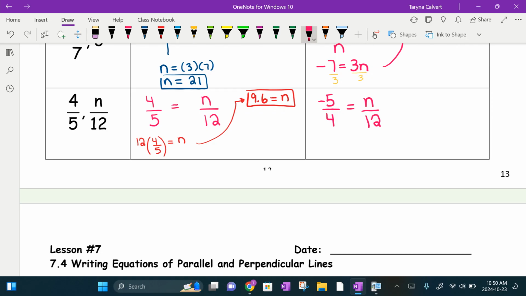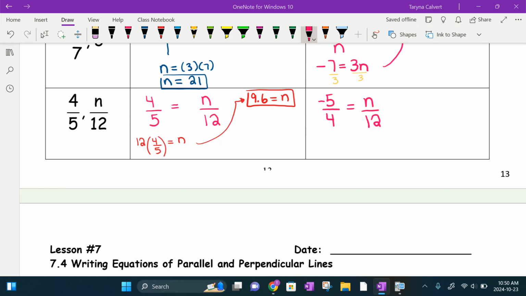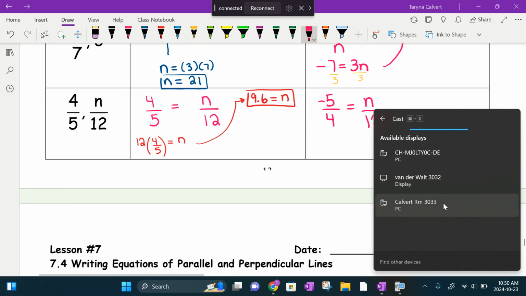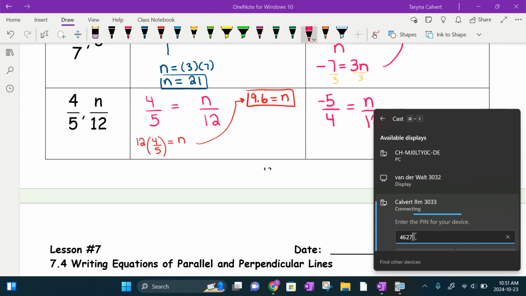Pardon? Oh, it's just separating. That's weird. Oh, of course. Right, so you should see in my brain and out in space, negative 5 over 4 equals n over 12. Right, and then how many steps can we do? We can just do one step. I will reconnect this. Sorry guys, that was weird. Maybe not reconnect. There we go. I apologize.